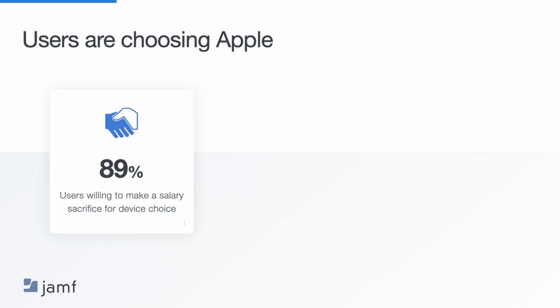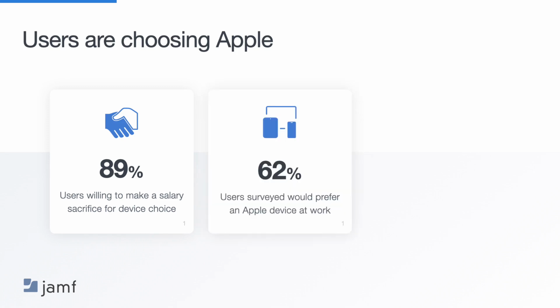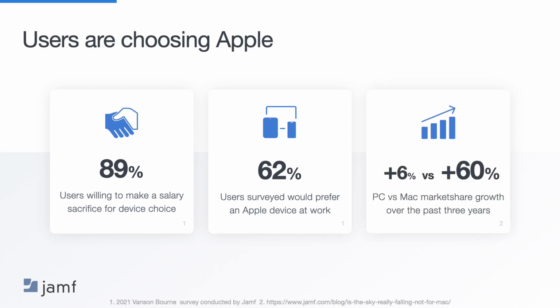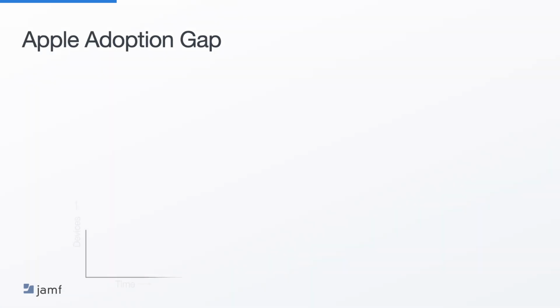And Jamf recently conducted a survey which showed that 89% of users indicated that they were willing to make a salary sacrifice for a device choice. Now, additionally, 62% of users surveyed preferred using Apple at work. And over the past 3 years, the Windows PC market has grown a total of only 6%, while Mac has grown 60%. Now, as of July this year, PC shipments overall were down 13.4%, whereas Apple were up 10.3%. So it's clear that users love Apple and it's influencing Mac adoption at work.